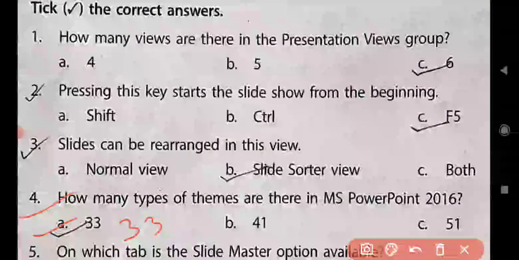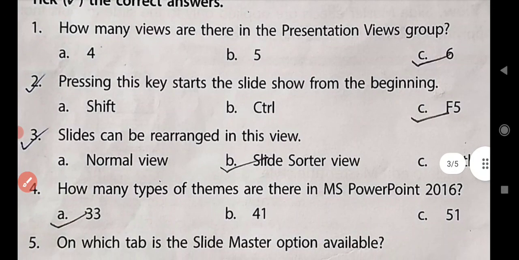How many types do we have? We have 33 types of themes. There are 33 types of themes in MS PowerPoint 2016. Okay, now come to the next, that is the fifth one.